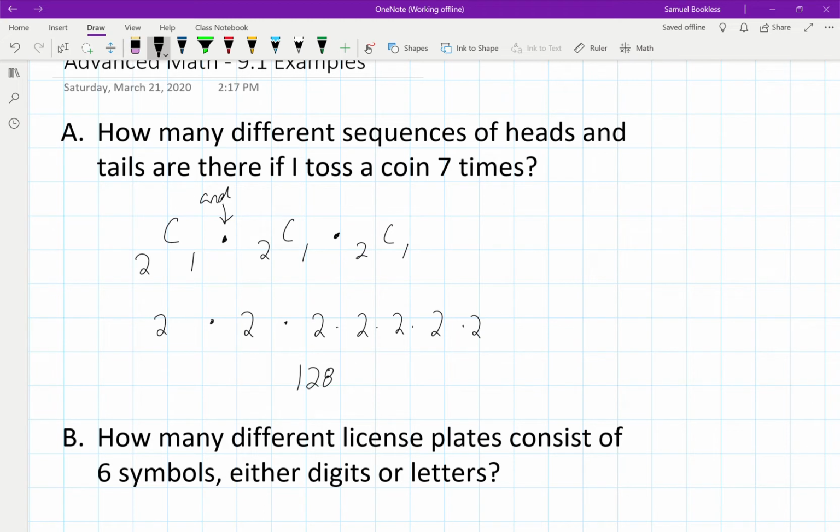Again, some of those outcomes would be heads every single time. Another one would be heads 6 times and then tails. Right? Those are some of the outcomes that are possible if I were to flip a coin 7 times. So that's how combinations is starting to play into this.